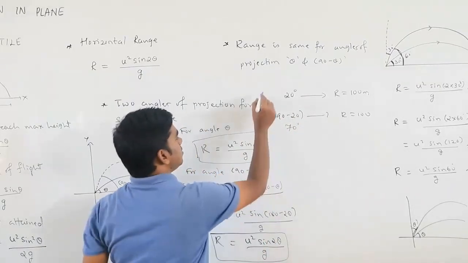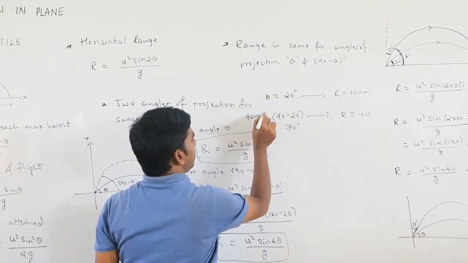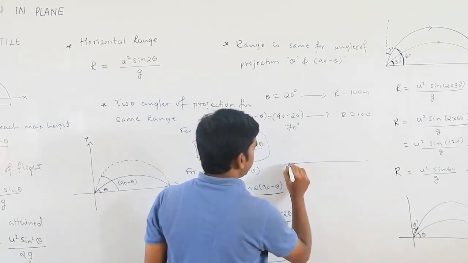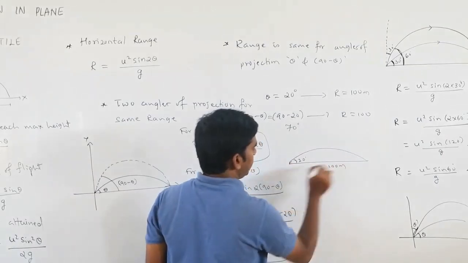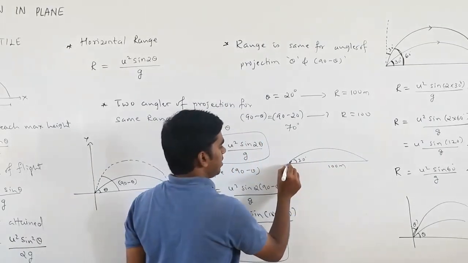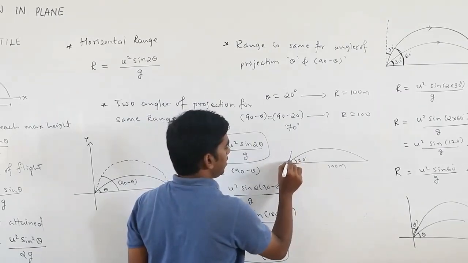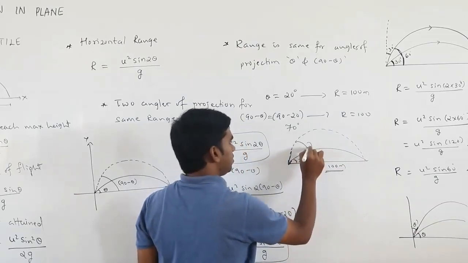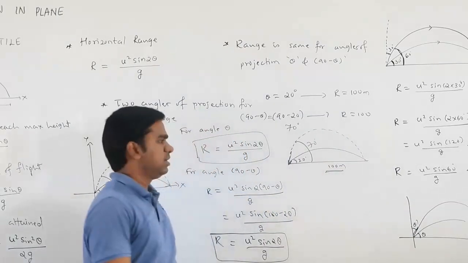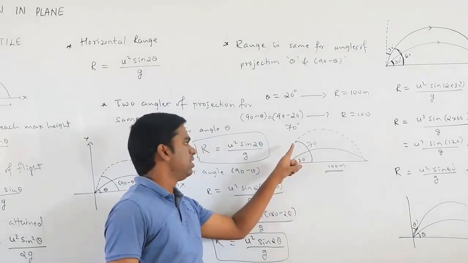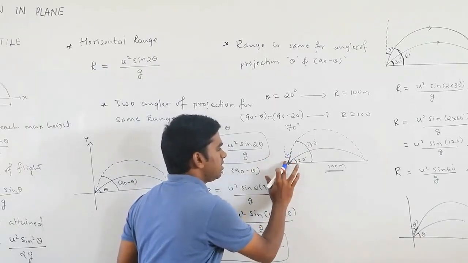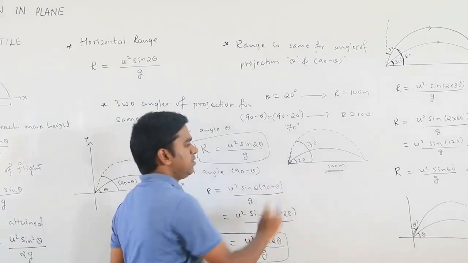This is theta, this is 90 minus theta. Getting the point? For 20 degrees, if your ball is coming over here, this is 100 meters. For 70 degrees also it will come there only. 70 degrees means it may go here. For 70 degrees also the ball will come at 100 meters only. This is 70 degrees, this is 20, theta and 90 minus theta. Here it is 70, so with the vertical how much will it be? Again 20 only. So that is the meaning of this.